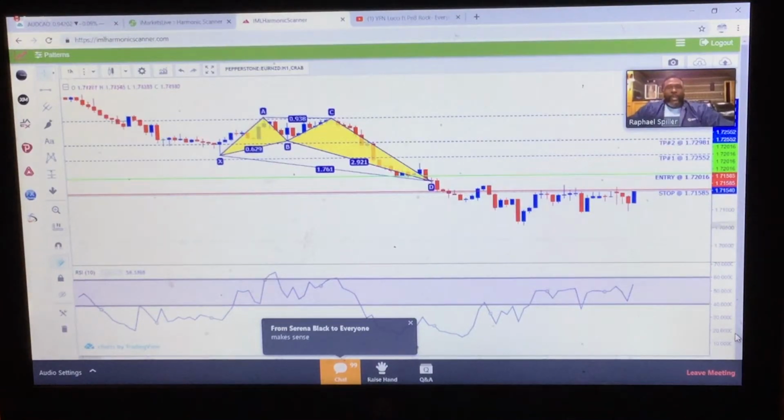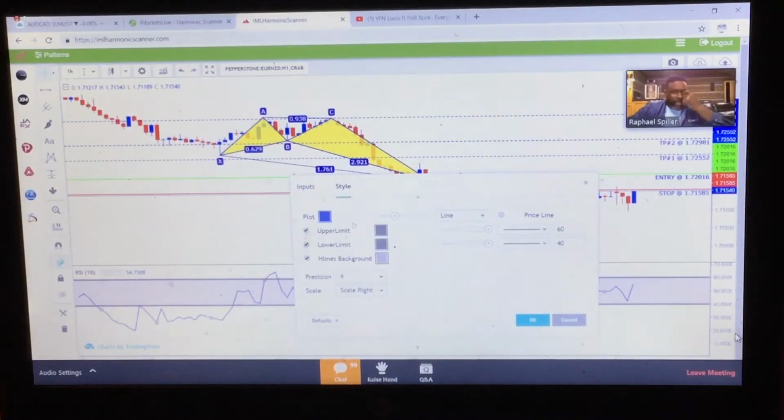But here's my trade here. I use a 10. My style looks like this. 40, 60. Below the 40, I'm looking to sell. Above the 60, I'm looking to buy.